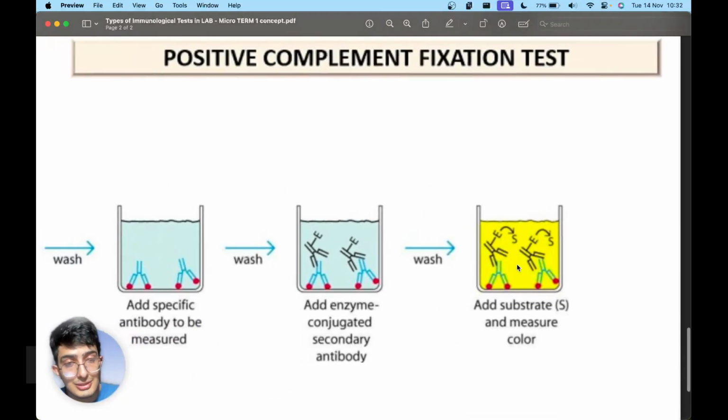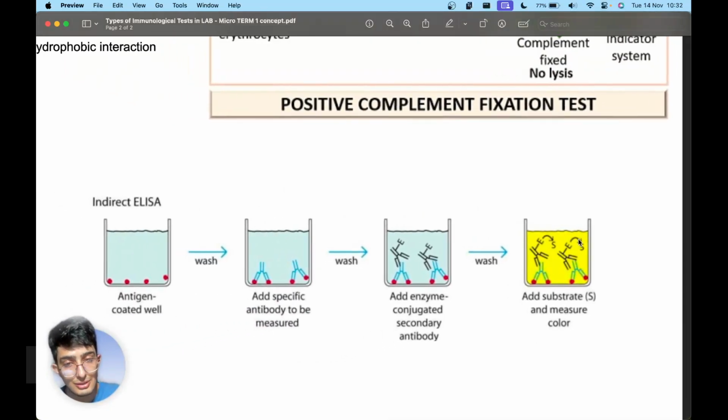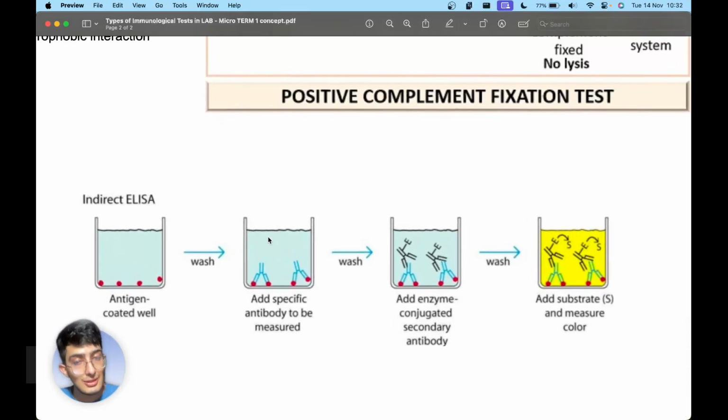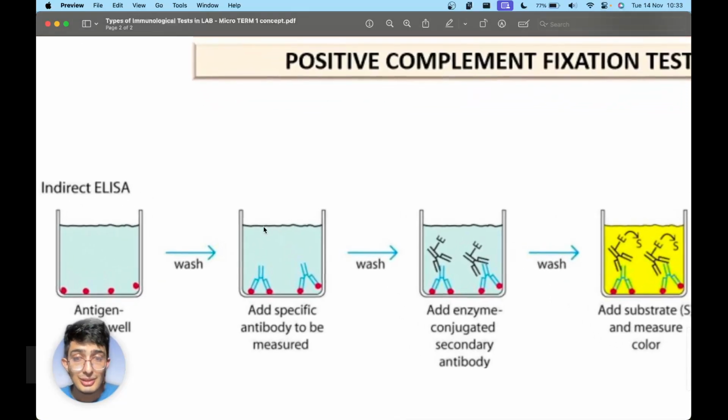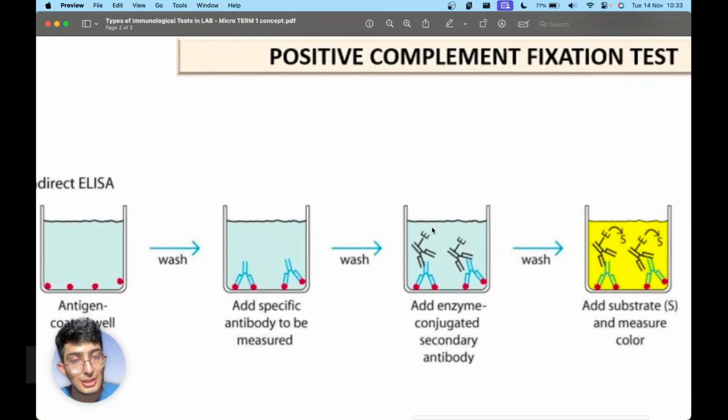So if the color is yellow after doing the ELISA, or there is any other color change, then we know the person has HIV. If there is no color change, then the person does not have HIV. Why? Because if the person does not have HIV, he does not have HIV antibody. If he does not have HIV antibody, this antigen-antibody complex will not form. If it does not form, there will be nothing for this to bind with.